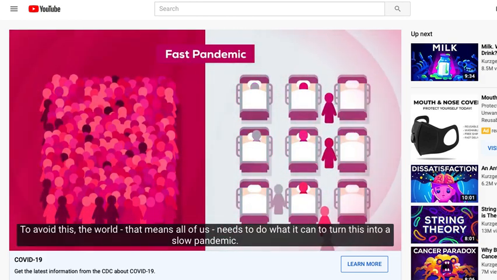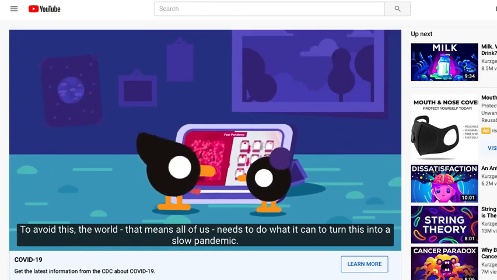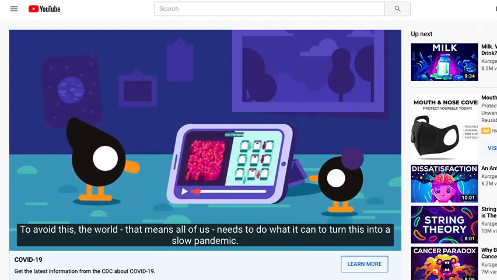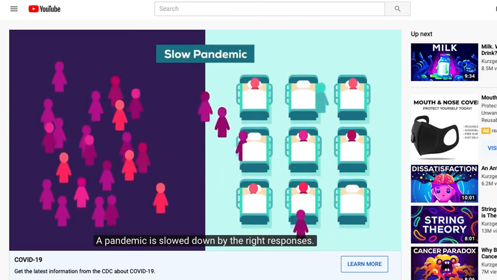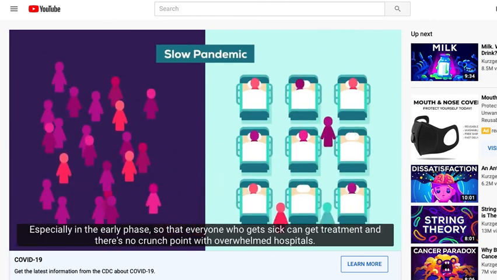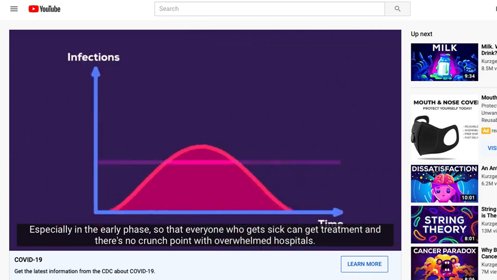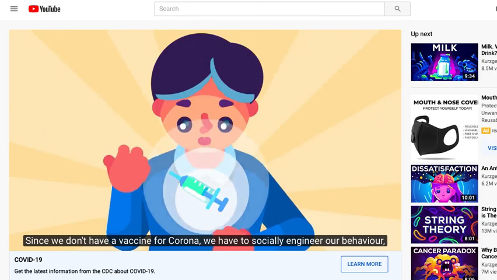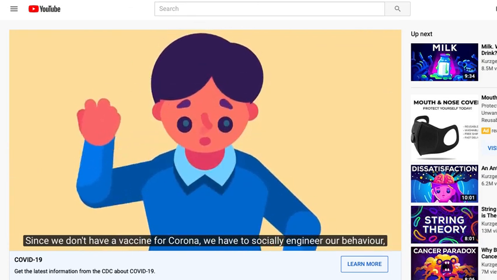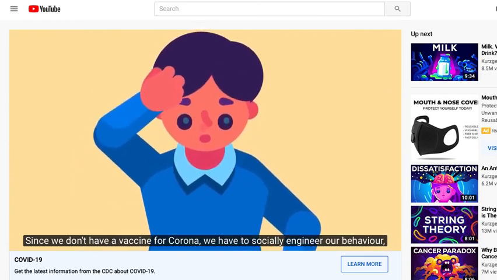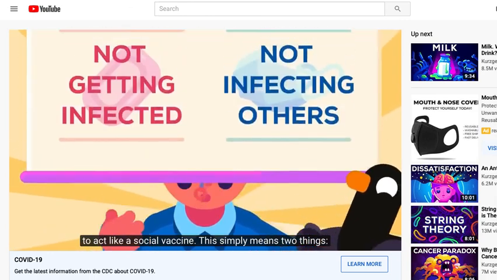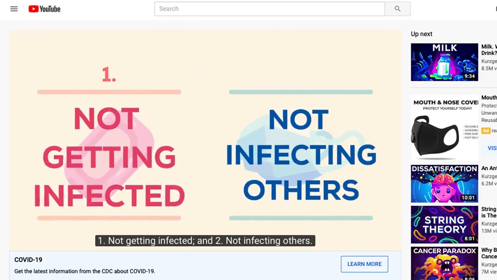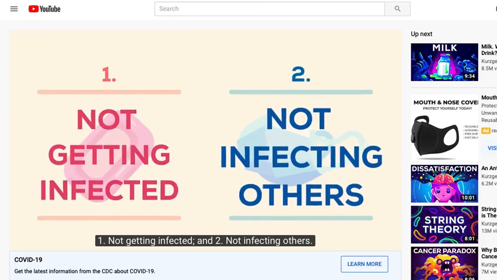To avoid this, the world, that means all of us, needs to do what it can to turn this into a slow pandemic. A pandemic is slowed down by the right responses, especially in the early phase, so that everyone who gets sick can get treatment and there's no crunch point with overwhelmed hospitals. Since we don't have a vaccine for corona, we have to socially engineer our behavior to act like a social vaccine. This simply means two things: not getting infected and not infecting others.